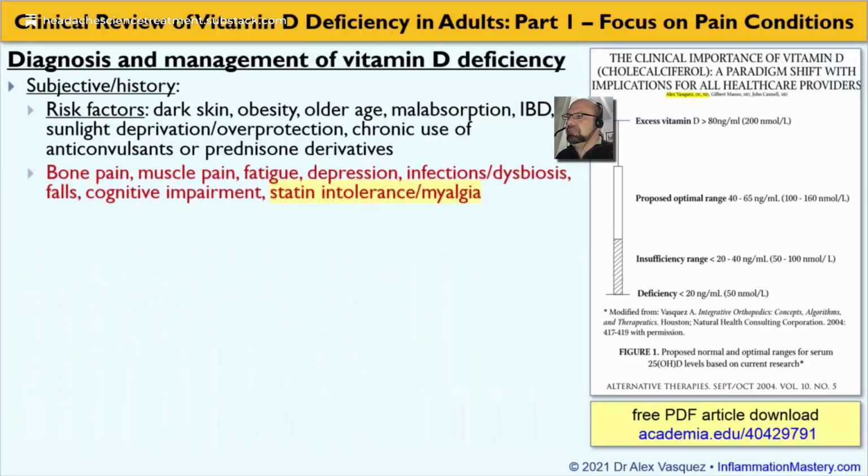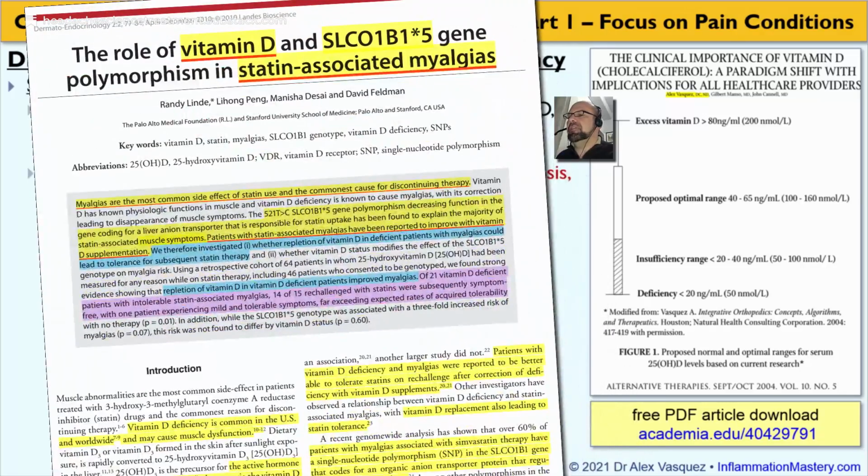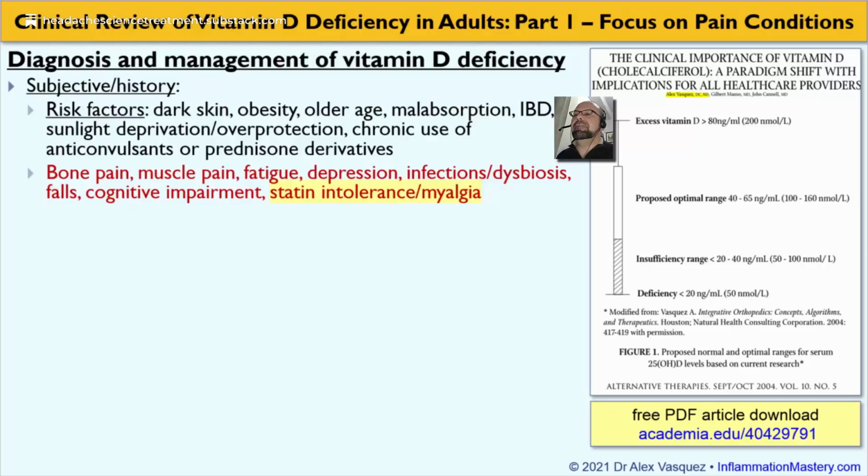Moving on now to bone pain, muscle pain, fatigue, depression, infections, and also gastrointestinal dysbiosis, a more frequent history of falls, also cognitive impairment, and statin intolerance or statin-induced myalgia. All of those are known to be manifestations of low vitamin D status, or what we should call just vitamin D deficiency. So for example, in the past, we used to distinguish between vitamin D deficiency and insufficiency. We should call all of it deficiency, and obviously some deficiencies are more grave than others.